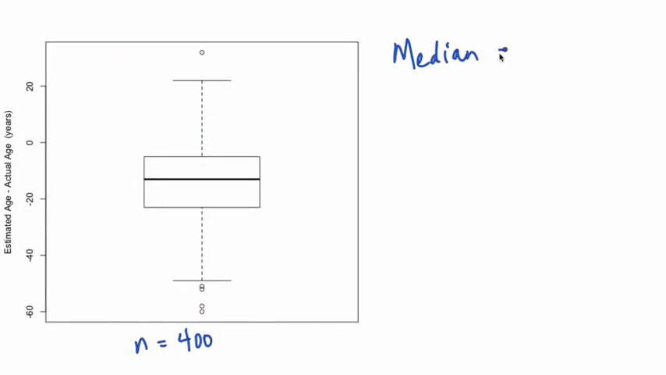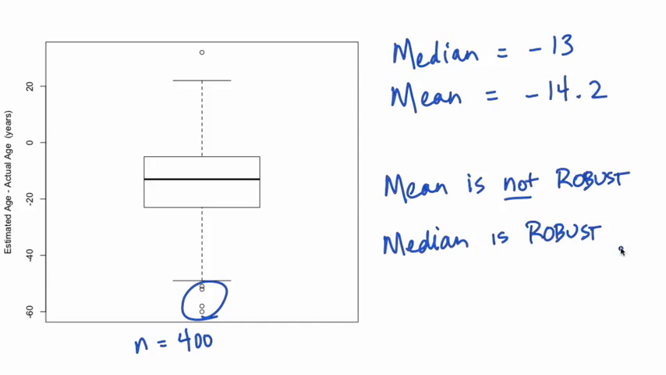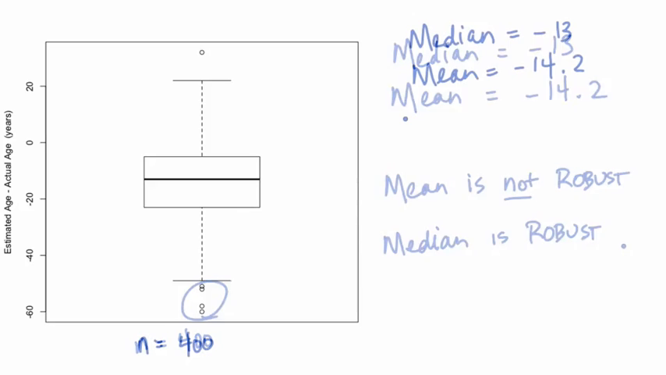For the differences between the estimated and actual ages for our 400 skeletons, n was 400, the median, as we saw, is -13, and the mean for these data is -14.2. Notice that the mean is more negative than the median for these data. This happens because the mean is pulled down by the unusually large negative observations we observed here. We say that the mean is not a robust statistic. That is, it is not resistant to extreme observations. In contrast, the median is a robust statistic. Changing the values of the extreme observations does not change the value of the middle observation.